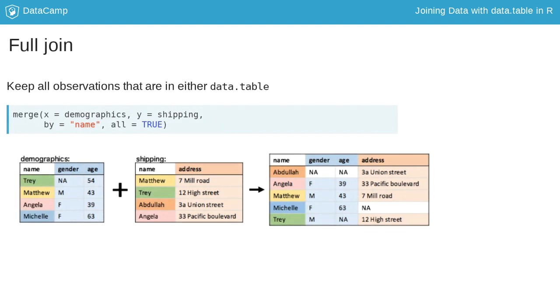If you want to keep all observations that are present in either data table, you can supply an additional argument to the merge function, setting the all argument to be equal to true. This is known as a full join or a full outer join. Observations which were present in only one data table will have missing values in the columns from the other data table, as shown in the white cells in the result.